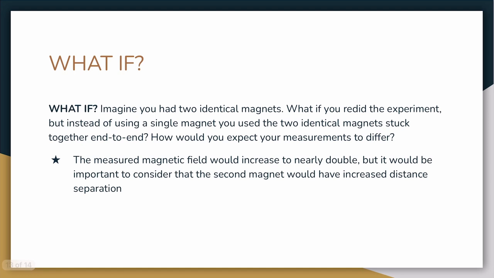The next question is, imagine we had two identical magnets, and we redid the experiment, but instead of using a single magnet, we used the two magnets stuck together end to end. The measured magnetic field would increase to nearly double, but it would be important to consider that the second magnet would have an increased distance separation.